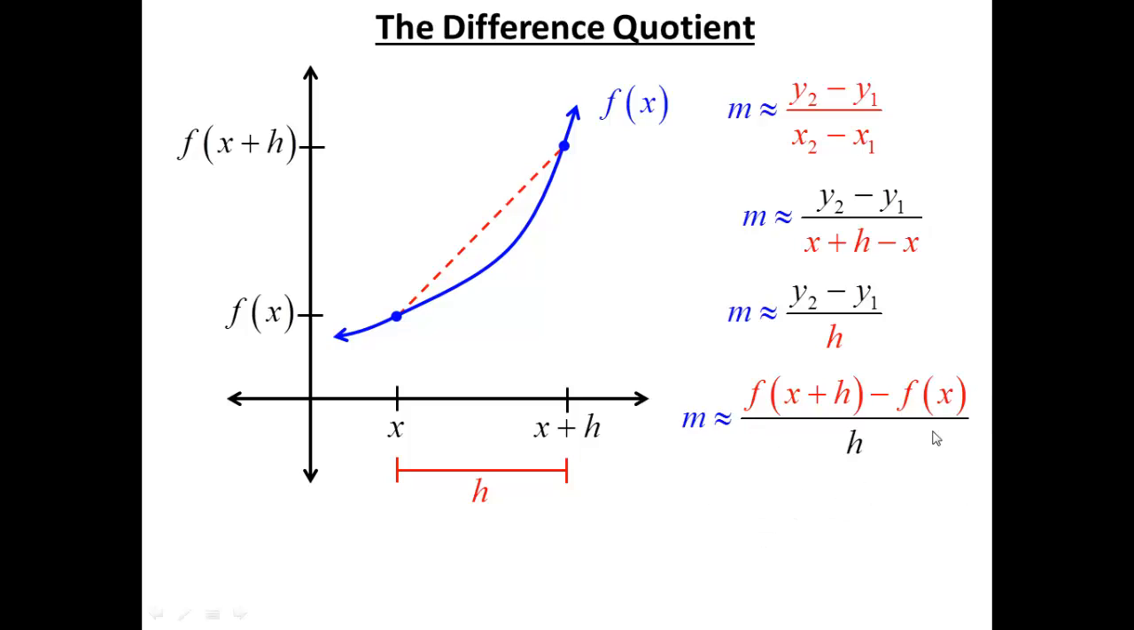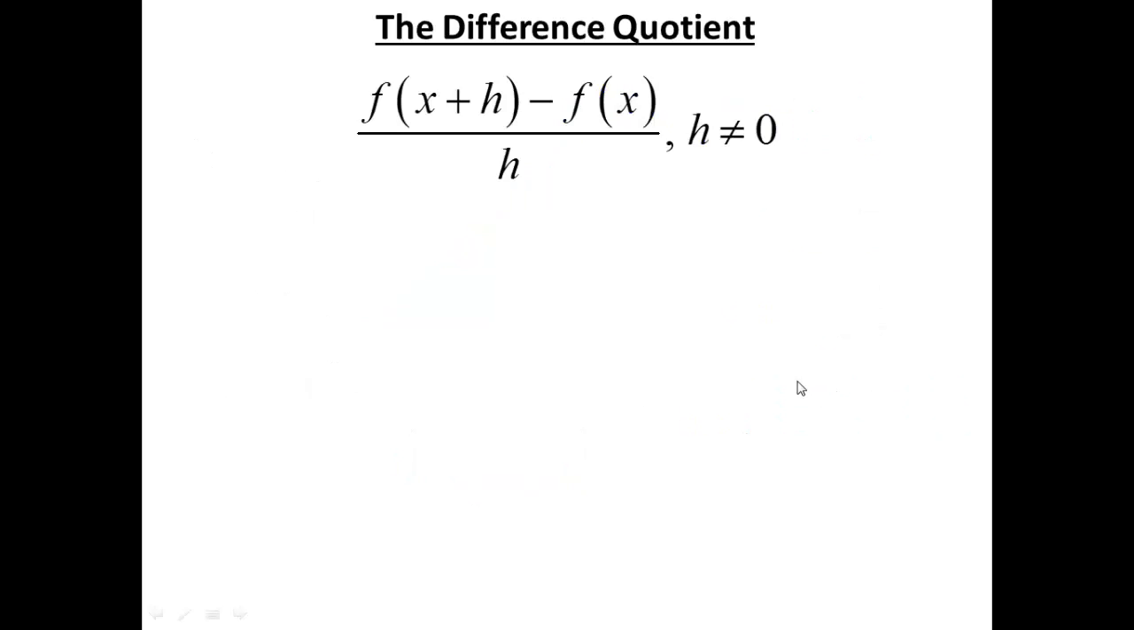So this formula right here, again, is still just the slope formula. It's just written using a slightly different notation. But we now like to call it the difference quotient. It's a difference because I have subtraction. It's a quotient because it's a fraction. So the difference quotient, again, is just a fancier way of writing the slope formula.